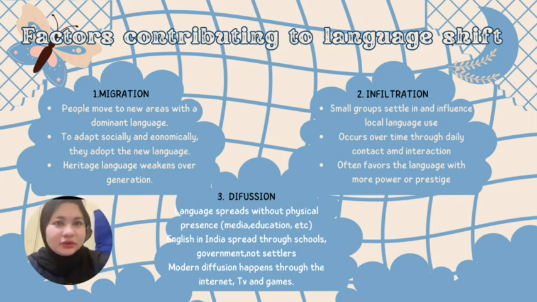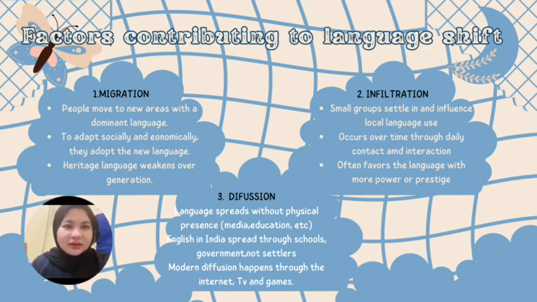Next is infiltration. This occurs when small groups of people move into a new community and over time influence the local language through everyday interactions. This can be through trade or even friendships. The language of these small groups can begin to blend with the local language, especially if the new language is more widely spoken or considered more prestigious. Over time, this can lead to the adoption of the more dominant language, shifting the language dynamics of the community.